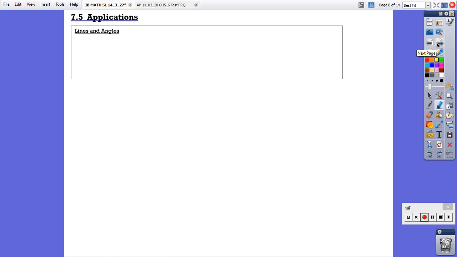All right, applications. To start off, lines and angles, I just want to review a few equations of lines that you probably know. y = mx + b. That's your most famous one, the one you use in calculus. y - y1 = m(x - x1). That's called the point-slope form because you need a point and you need a slope to write that equation. This here is known as standard form.